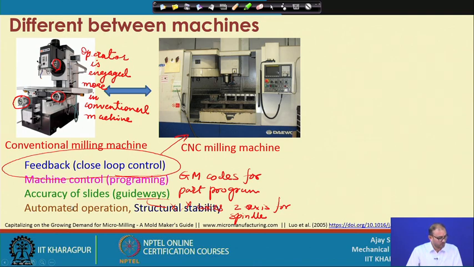Automated operation means the operator engagement during the machining operation is very low here. The only role of the operator is to look at the screen and make sure that everything is going fine during the machining operation.